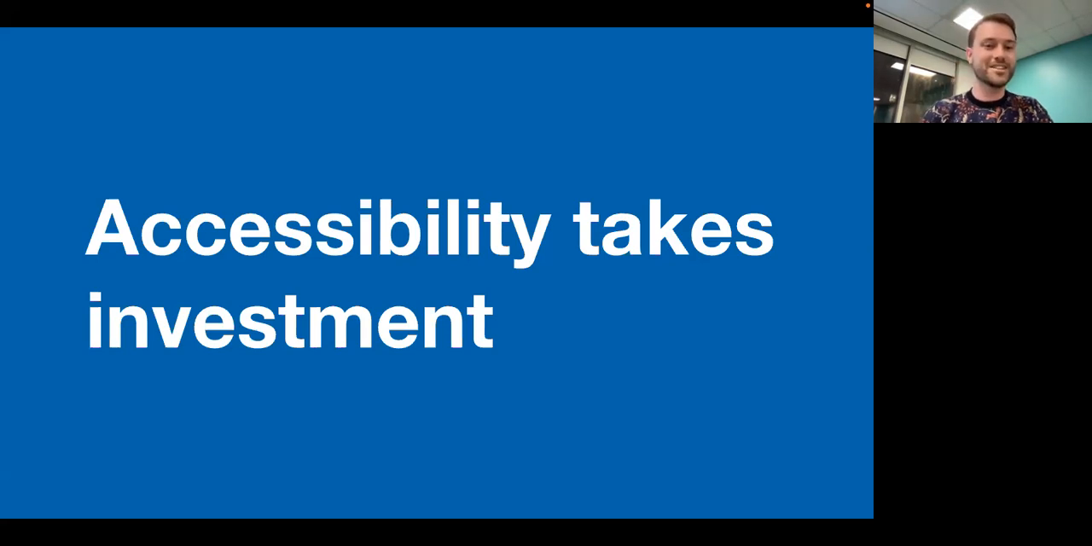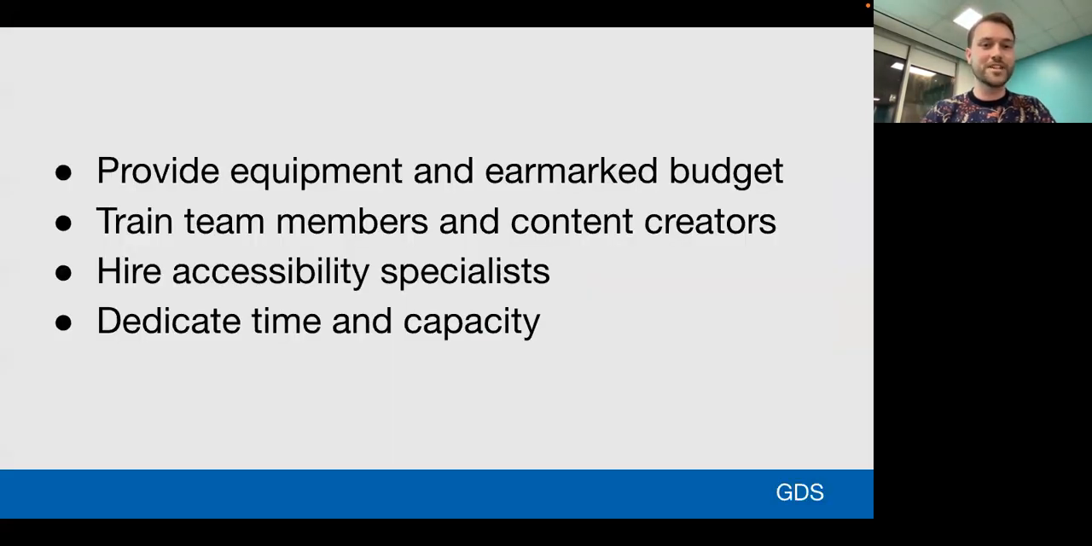It takes investment. And investment within accessibility within the government. I have 4 things. I think this one's pretty quick though. So providing equipment and an earmarked budget is a way to go with that. So equipment is needed in order to test, in order to build things like this, and developers and teams need access to that. That's kind of baseline.